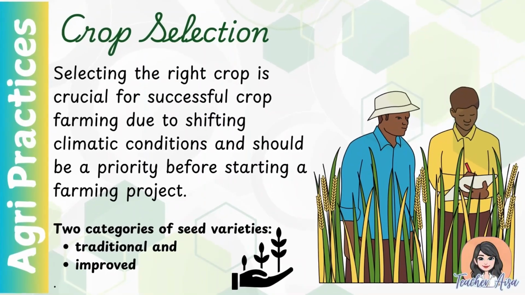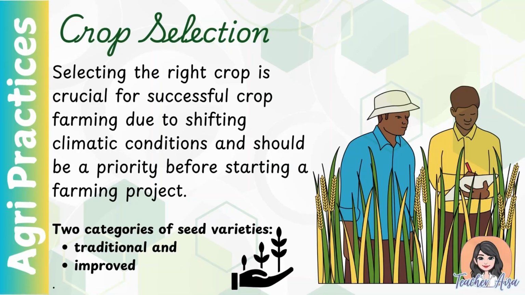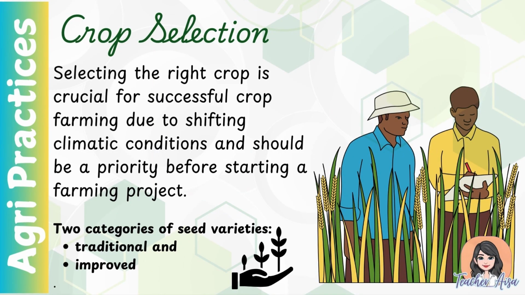Crop selection. Selecting the right crop is crucial for successful crop farming due to shifting climatic conditions and should be a priority before starting a farming project. There are two categories of seed varieties: traditional and improved.